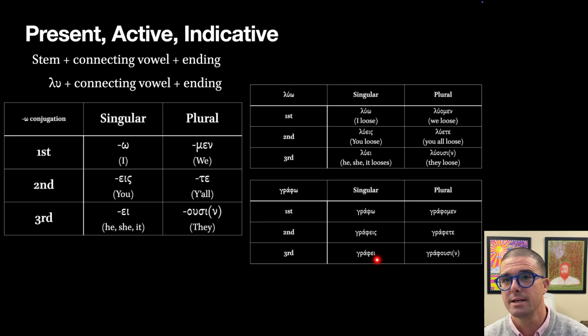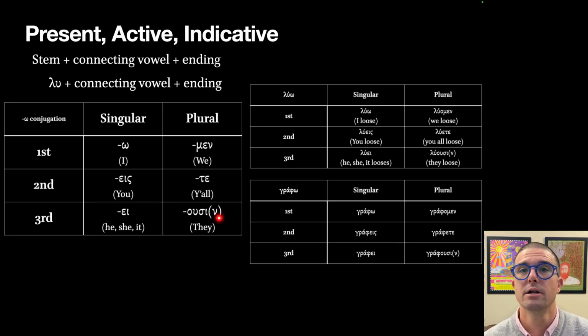And then for third person, for graphei, giving you the answer ahead of time, what is the person and the number? That's right, the person is third, the number is singular. Over here to graphomen, the person is, that's right, first, and the number is, yes, plural. And then for graphete, person is second, number is plural. And then graphousin, the person is third, and the number is plural. One thing I have not yet noted, this little nu here that it is in parentheses.